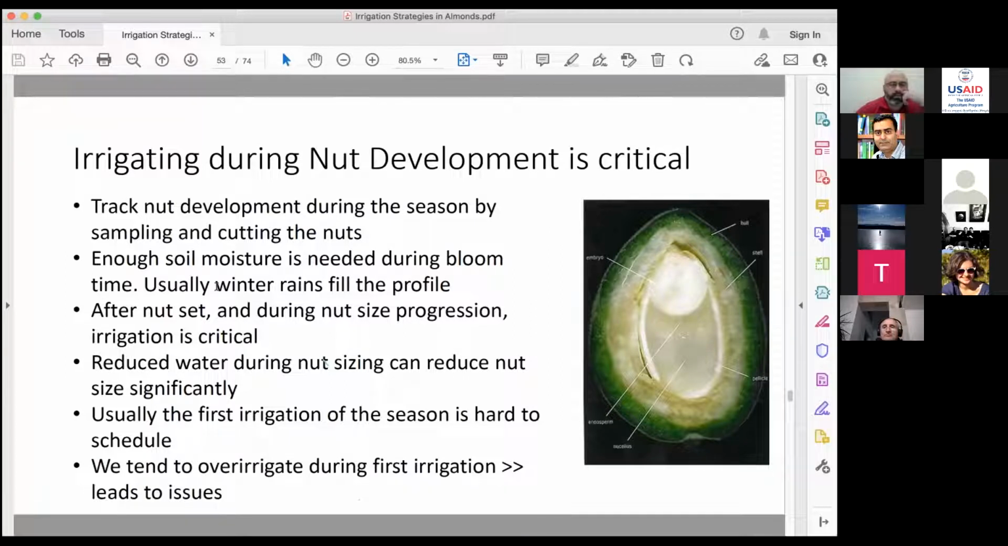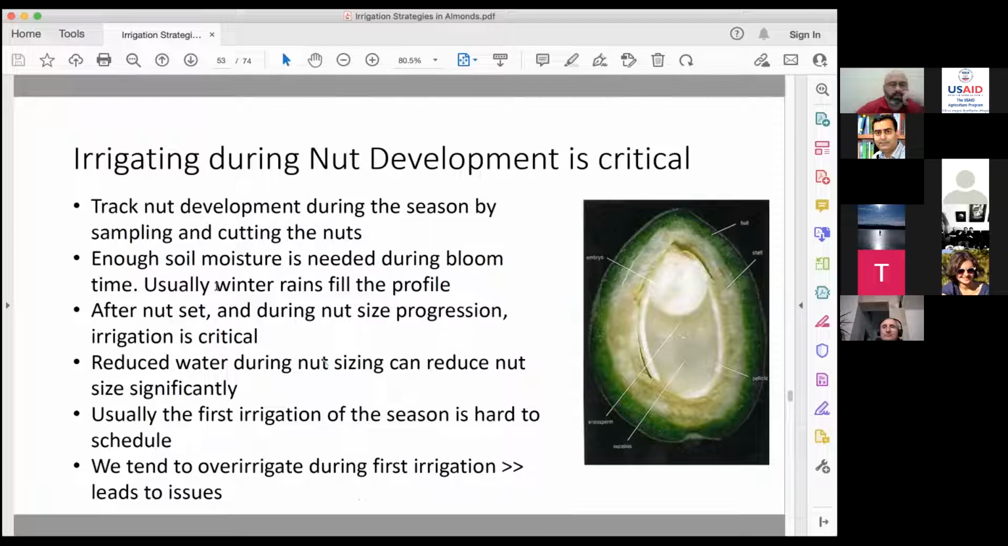Usually the first irrigation of the season is hard to schedule. We talked about irrigation scheduling in the previous slides, and the first irrigation is one of the most difficult pieces of this whole picture. That is because in California we usually don't have enough water every year. So we need to think about strategies that we can use to delay first irrigation. So how can you delay first irrigation?